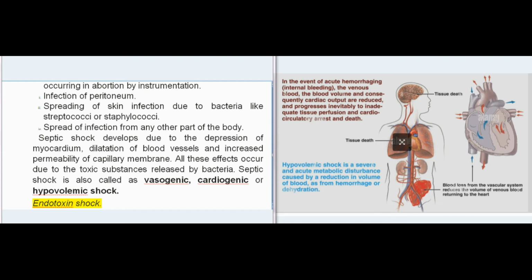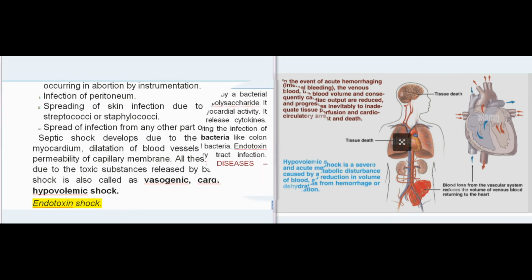Septic shock develops due to the depression of myocardium, dilatation of blood vessels and increased permeability of capillary membrane. All these effects occur due to the toxic substances released by bacteria. Septic shock is also called as vasogenic, cardiogenic, or hypovolemic shock.